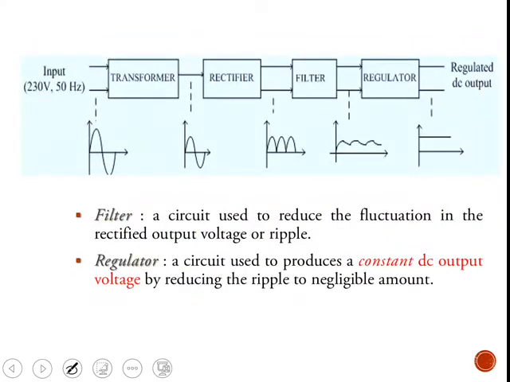So the input to the regulator is unregulated DC voltage, whereas the output should be regulated DC voltage. The regulator also reduces the ripple of the supply. So you can observe here a constant DC. The performance parameters of voltage regulator will be seen in the next video.